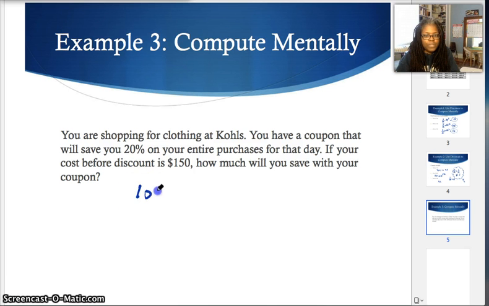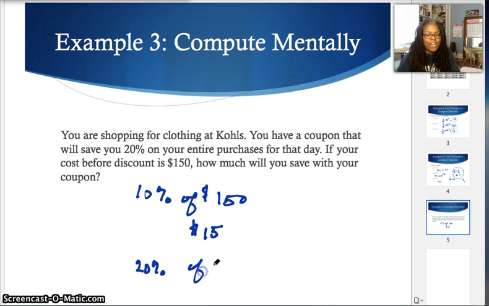First, let's find 10% of $150, and that's going to be 15 bucks, right? 10% of $150 is $15. Now 20% of $150, sorry for writing all scribbly, has to be double that. Since this is doubled, that's going to be doubled, and it's $30. So you will save $30 on your purchases at Kohl's. So that's how much you'll save.